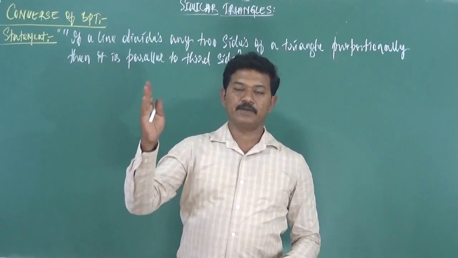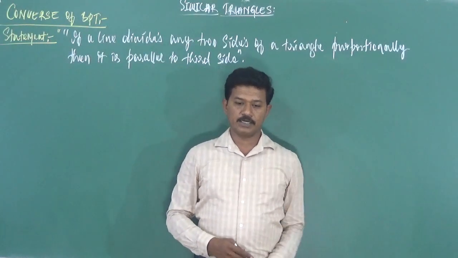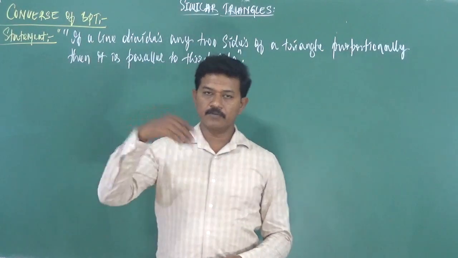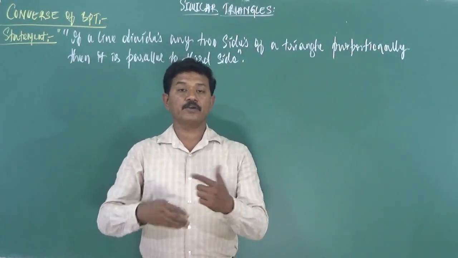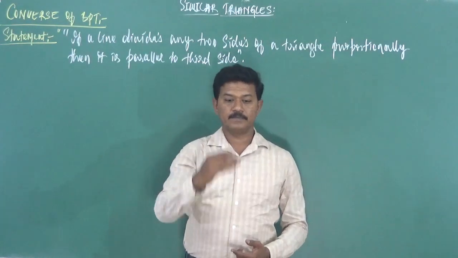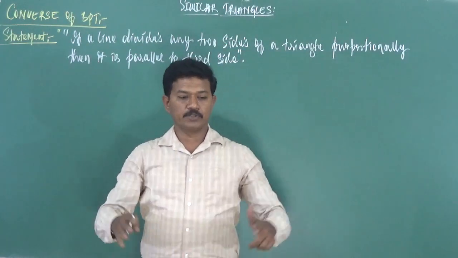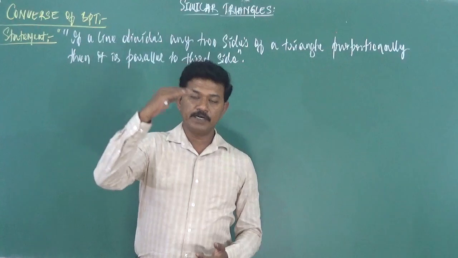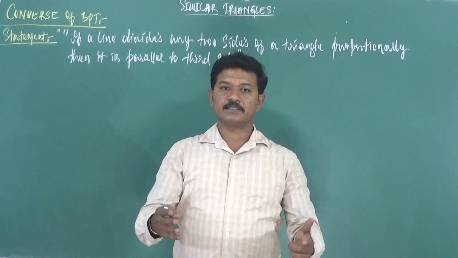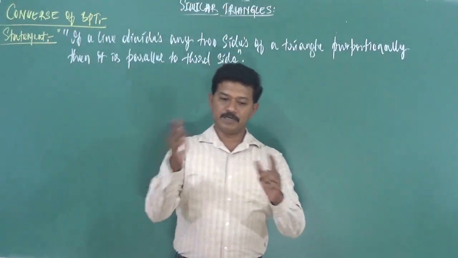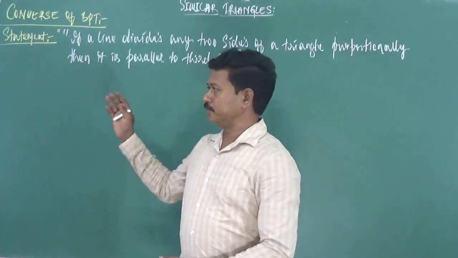If a line is drawn parallel to a side of a triangle, then it divides the other two sides proportionately. That is the theorem. Right? So here what we do, if a line divides any two sides of a triangle proportionately, then we are going to prove that it is parallel to the third side. If it is parallel to the third side, then it divides the other two sides proportionately, that's the theorem. If it divides the two sides of the triangle proportionately, then it is parallel to the third side. This is the converse. So hypothesis becomes conclusion and conclusion becomes hypothesis. So here also we are going to prove this.